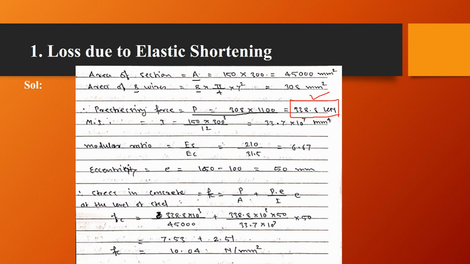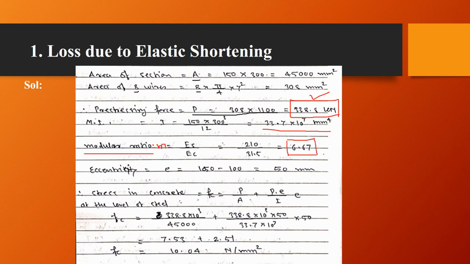Now again calculate the section properties, that is the moment of inertia of the section, I equals BD cube by 12, so that comes to 33.7 into 10 raised to 7 mm raised to 4. Young's modulus of steel is given, and the elastic modulus of concrete is also given in this problem. So I calculate the modular ratio m. This modular ratio m will be equal to Es upon Ec. So that comes to 6.6666, so it comes to 6.67.